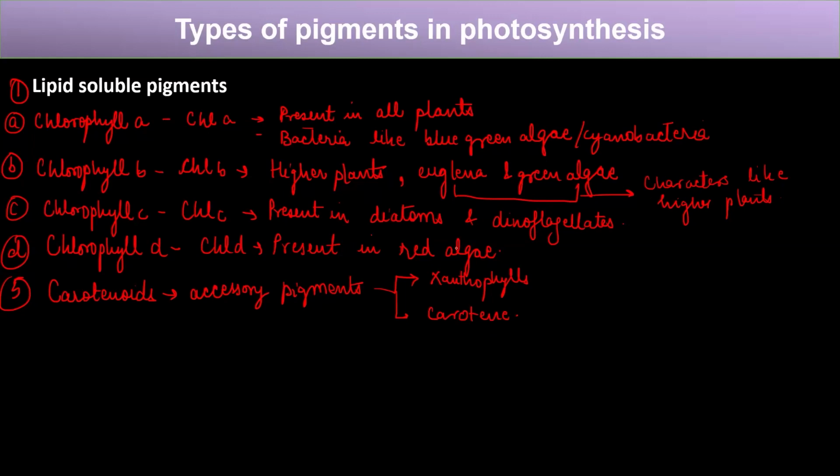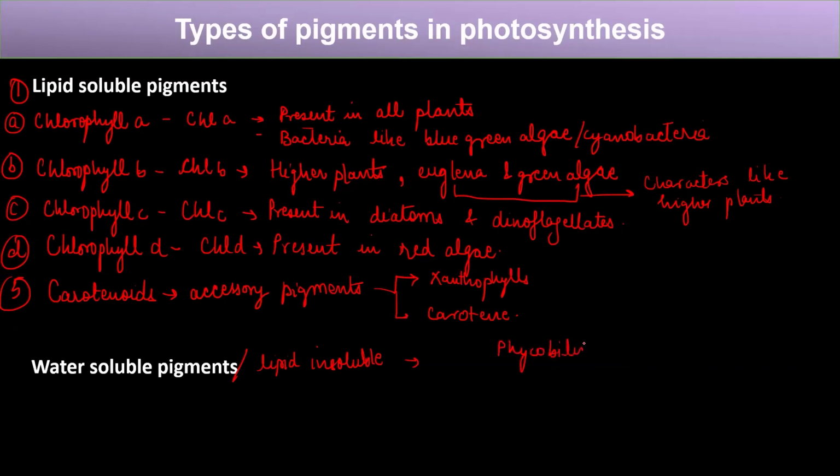So in the lipid soluble pigments, we have five types: chlorophyll A, B, C, D, and carotenoids. Apart from this, we have water soluble pigments, which we can also call lipid insoluble pigments. In this, we have only one type that we have to study, that is phycobilins.